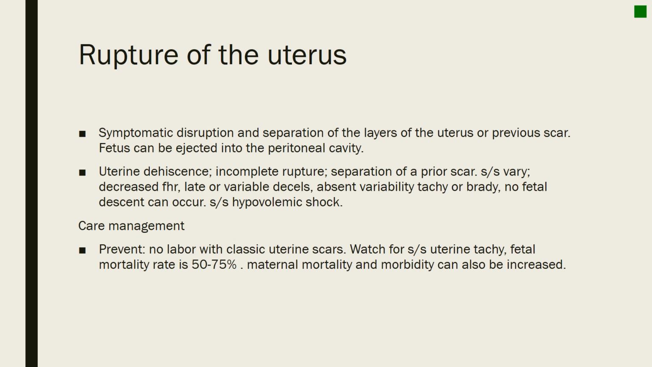Another medical emergency, rupture of the uterus. Symptomatic disruption and separation of the layers of the uterus or previous scar. Fetus can be ejected into the peritoneal cavity. There can be uterine dehiscence, an incomplete rupture, separation of a prior scar. Signs and symptoms are going to vary: decreased fetal heart rate, late or variable decels, absent variability, tachycardia, bradycardia. Maybe there's no fetal descent. Signs and symptoms of hypovolemic shock.